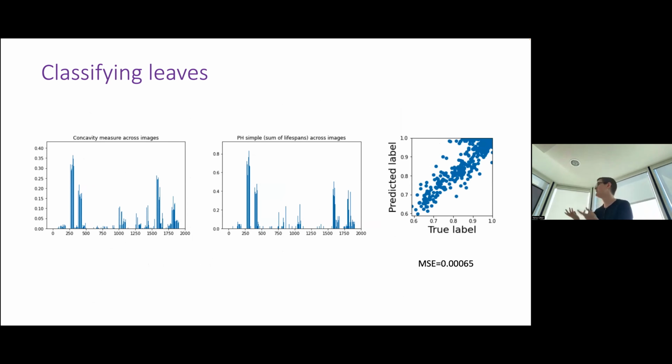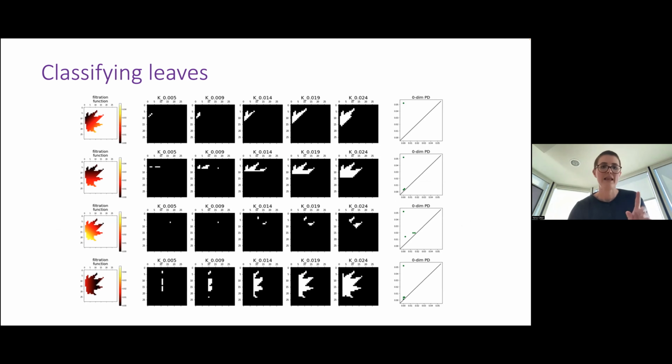Because this was now a regression problem, we have this continuous convexity measure. It's not just about classifying whether something is concave or convex; we wanted to know how convex something is. So we did not just take the lifespan of the second most long-lived component. For each filtration direction, we would look at the lifespan of the second most long-lived component. We would keep those 9, one for each direction, and then we would sum those up.